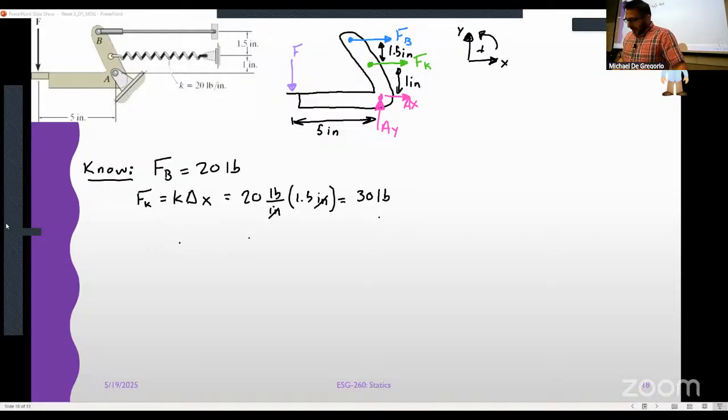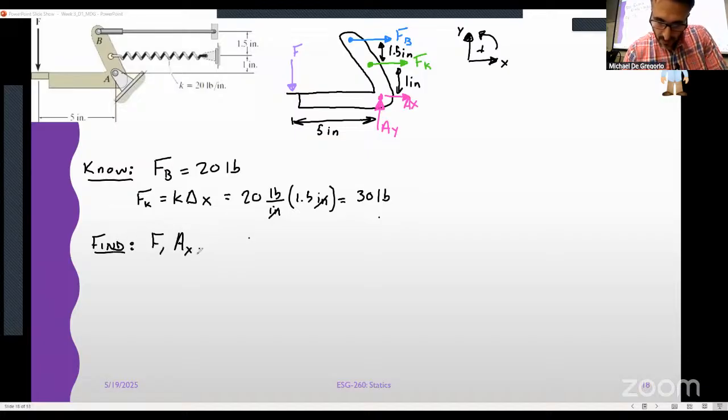FB, same deal, reaction, right? If we're extending this to the left, I'm putting it in tension, which means that it's fighting us to pull back the other way. Remember, these forces that we're drawing are all about how the system reacts, right? It's all about how the system is reacting. Okay, this one's pretty straightforward, right? So we want to find F, AX, AY. So how are we going to do that? We have 3 equations, 3 unknowns, right?